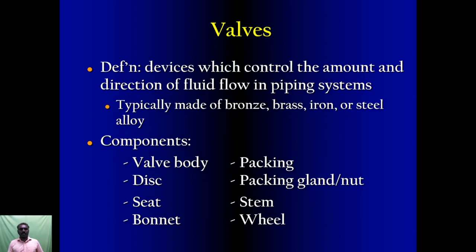First one, valves. We are going to see the detailed descriptions of the valves and various types. First definition: devices which control the amount and direction of fluid flow in piping system, typically made of bronze, brass, iron or steel alloy. Components: valve body, disc, seat, bonnet, packing gland, nut, stem and wheel.